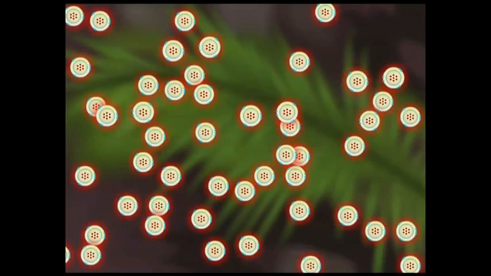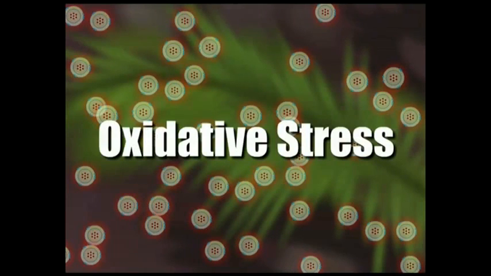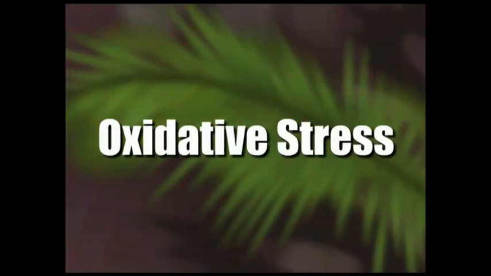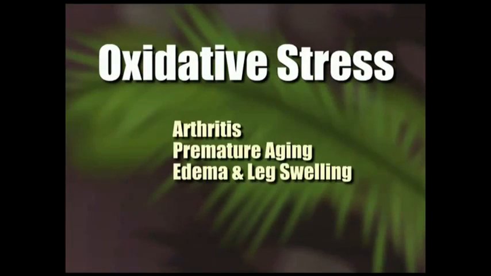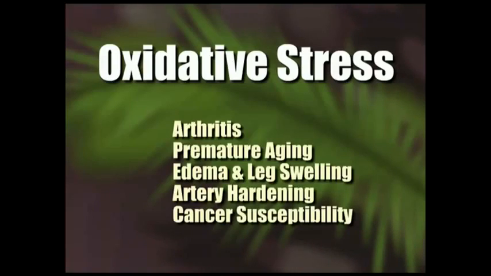This chain reaction is known as oxidative stress, and many experts agree that oxidative stress is thought to be leading causes for such things as arthritis, premature aging, edema and leg swelling, hardening of the arteries, and even an increased susceptibility to cancers. We can see the results of this oxidation in our everyday environment, such as a rusting piece of metal or fruit that's exposed to air.